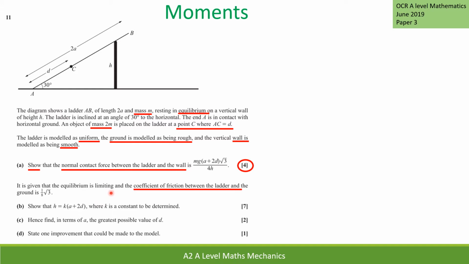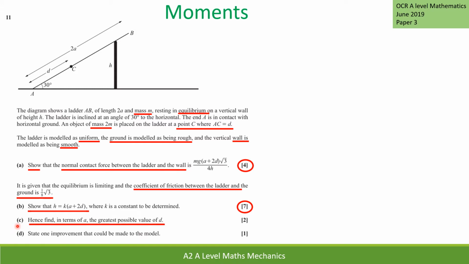Once you've done that, you're going to be able to use this answer, and you now know the question is in equilibrium. So we've got limiting equilibrium, and the coefficient of friction between the ladder and the ground is root 3 over 8. So using this information, as soon as limiting equilibrium is mentioned, you should be thinking of your formula involving friction, the coefficient of friction and your normal reaction force. And then you've got to use that information to show that h is equal to k times (a + 2d), and you've got to work out the value of k, and this is going to be worth 7 marks.